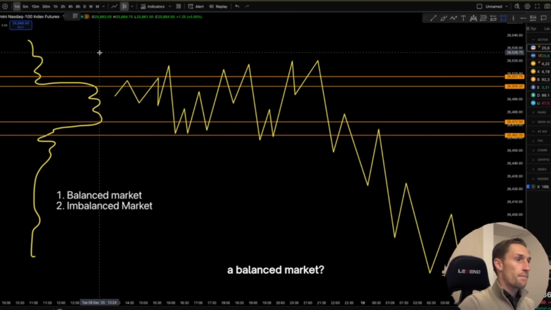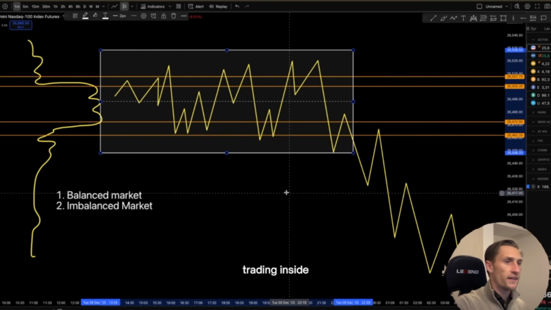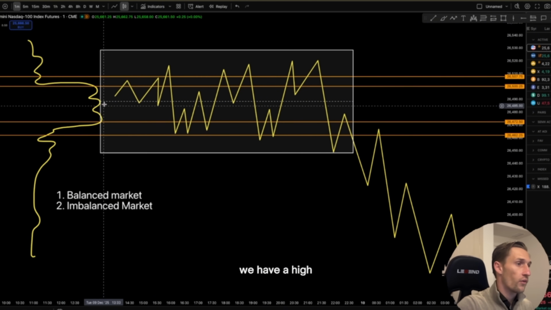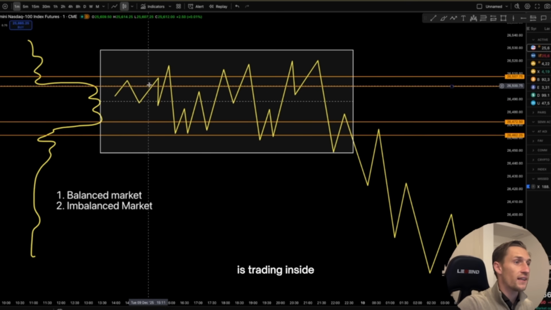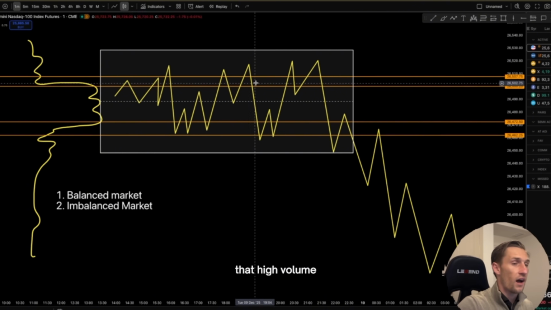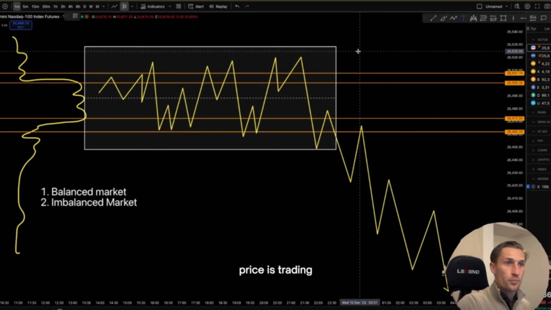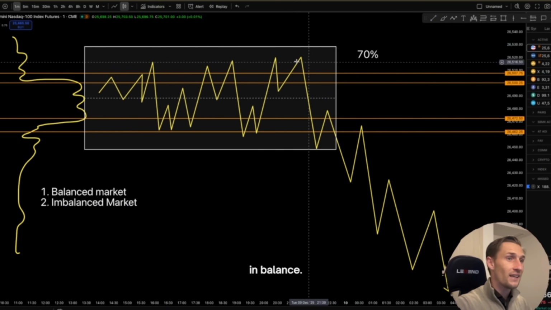So what is a balanced market? A balanced market is a market that is trading inside a range. So as you can see here, we have a high volume node and the price is trading inside that high volume node. And one very important thing to know is that price is trading 70% of the time in balance.